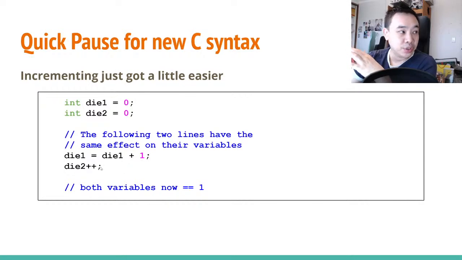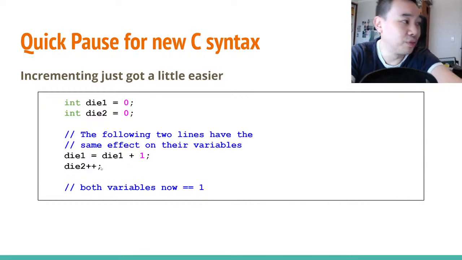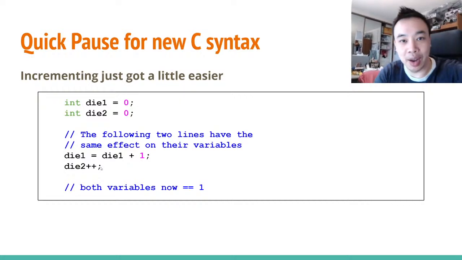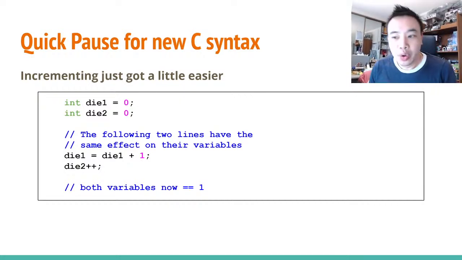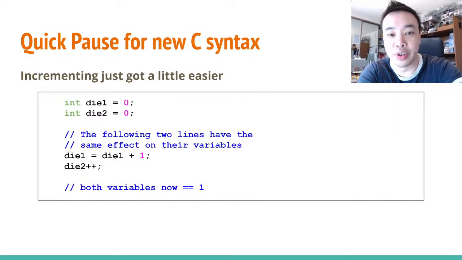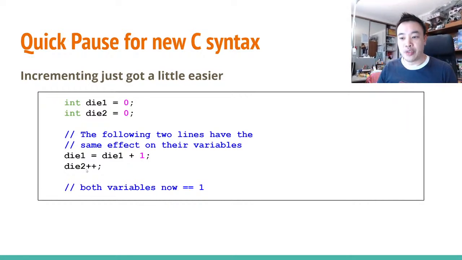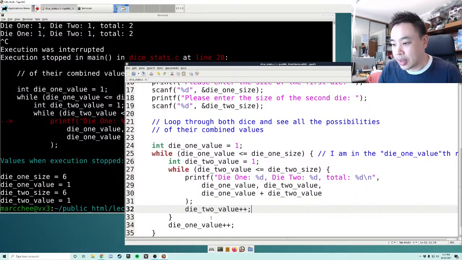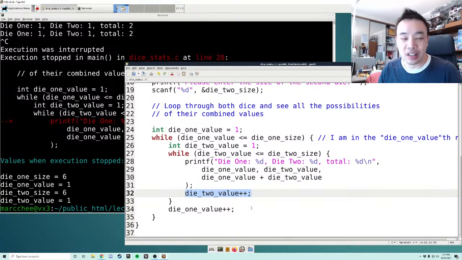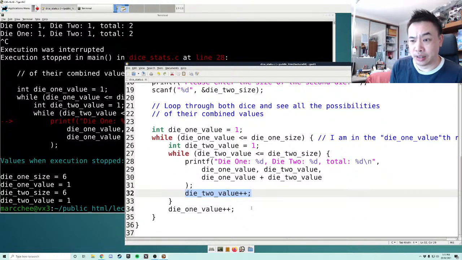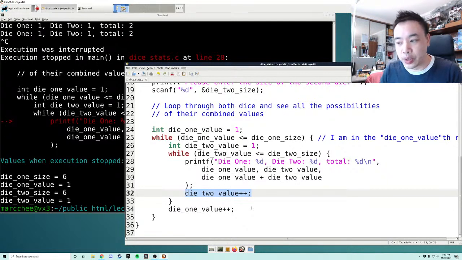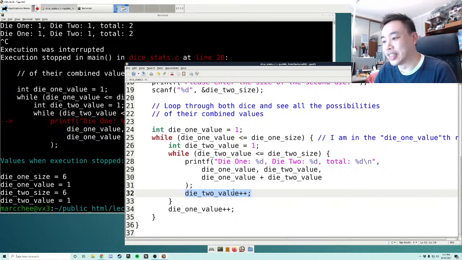Chicken's gone for a walk, so I'm going to aim the camera back at me. What this does is it just adds one to die 2. So it's a little bit of a shorthand that makes it just a little bit easier for us to what we call increment a number, so increase its value by one. So if we want die 2 to go up by one, we can just put a plus plus on it like this. The line's a little bit shorter. It's not super important how long your lines of code are, but since we do this so often, having the plus plus makes things a little bit easier.